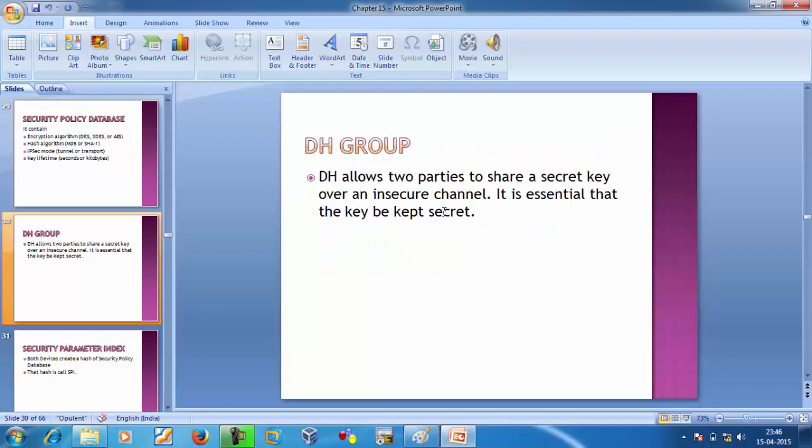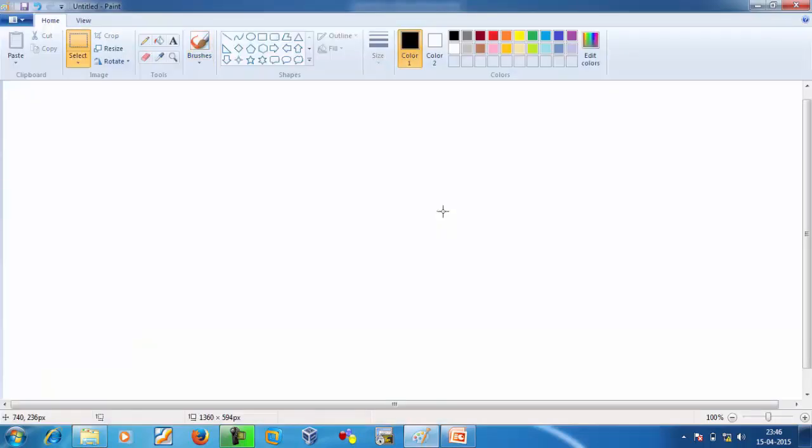Okay, next is here, what is the DH group? A DH group allows two parties to share a secret key over an insecure channel. It is essential that the key should be kept secret. Now, why do we use the Diffie-Hellman group here?